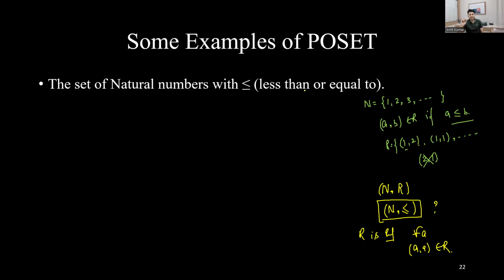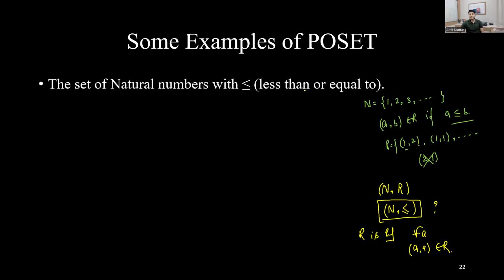The third one is transitive. So transitive says that if (A, B) belongs to R and (B, C) belongs to R, then (A, C) must belong to R. Now, in the context of relation R defined over here, A is less than or equal to B, B is less than or equal to C, then A must be less than or equal to C. Yes. So whenever A is less than or equal to B and B is less than or equal to C, A is also less than or equal to C. Hence, the relation is also transitive.